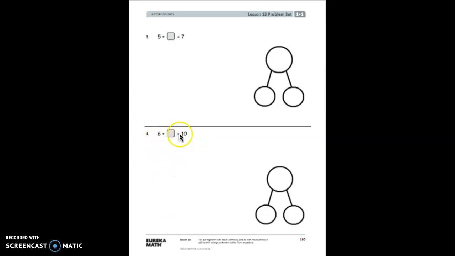6 plus what equals 10. Draw a picture to find the missing part and complete your number bond.